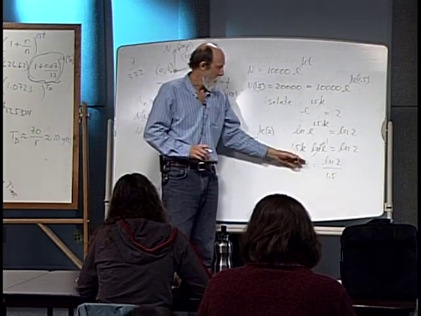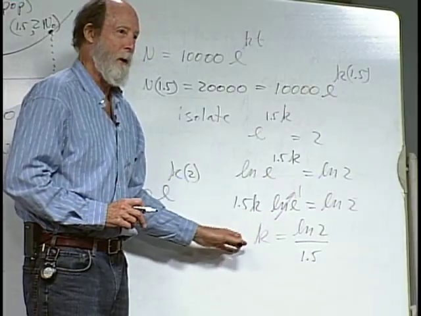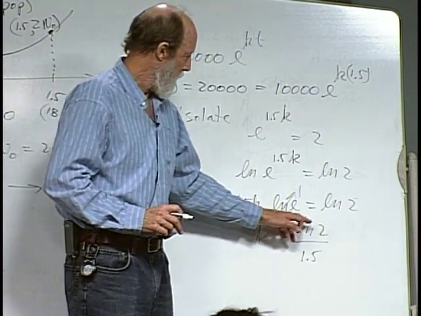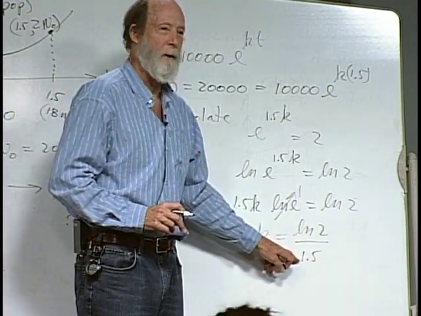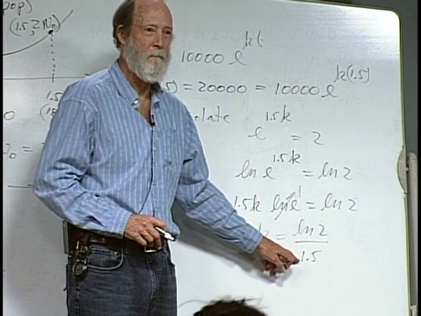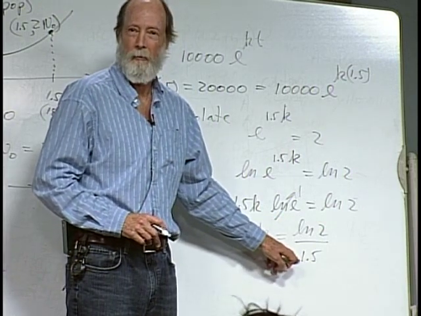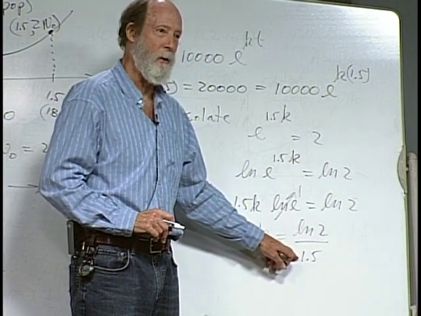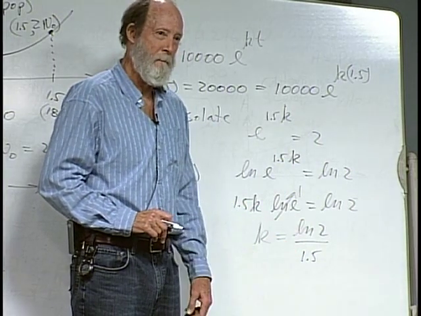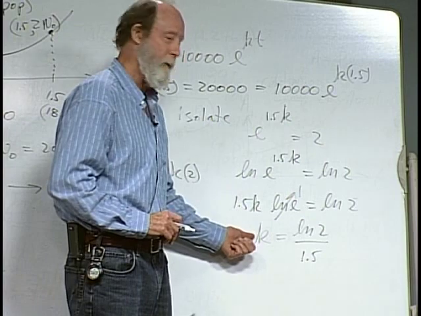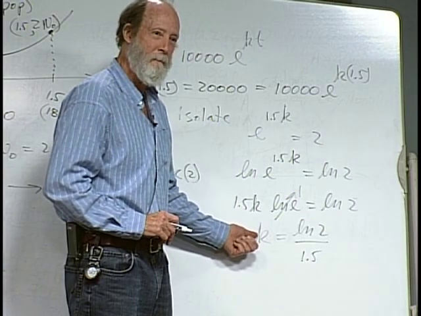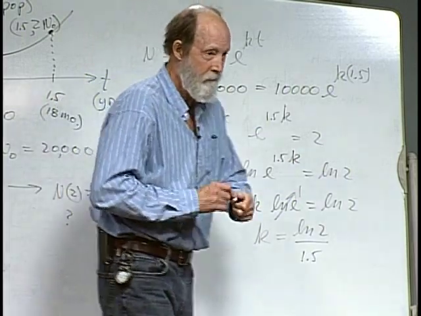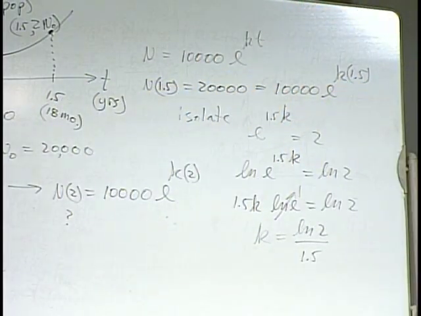Oftentimes textbooks will actually write this down and treat it as a formula. The growth rate is equal to the natural log of 2 over the doubling time. You can see that in textbooks frequently. The natural log of 2 divided by the doubling time is what? Is the growth rate, the k.